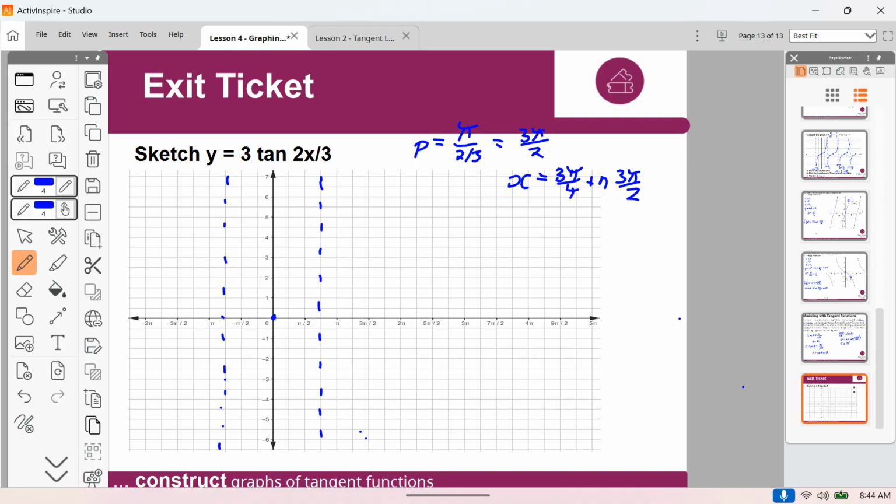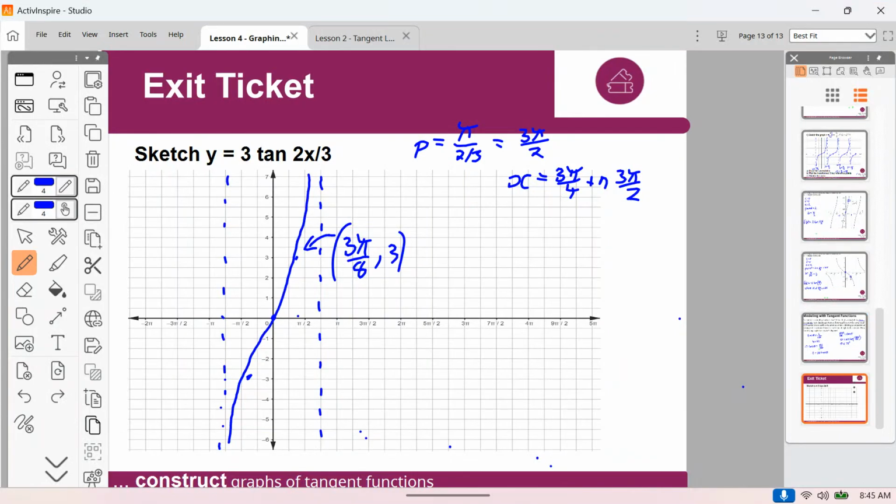Our characteristic points are going to go up and down by 3. So that would be halfway between those two at 3 pi over 8. That's not, it's going to be halfway between these two. So it's going to be there. So I'm just going to label that point as 3 pi over 8, comma 3. It's not easy to read. Let's put one in down here. We get our function looking like this.